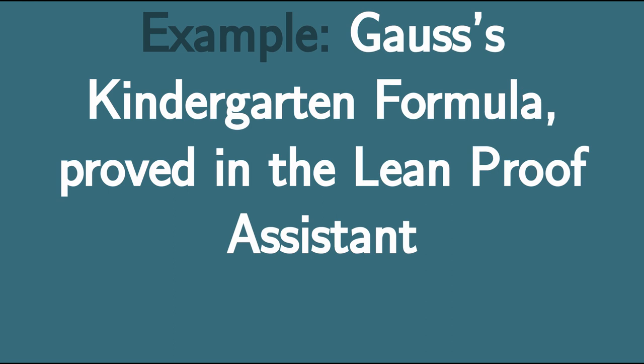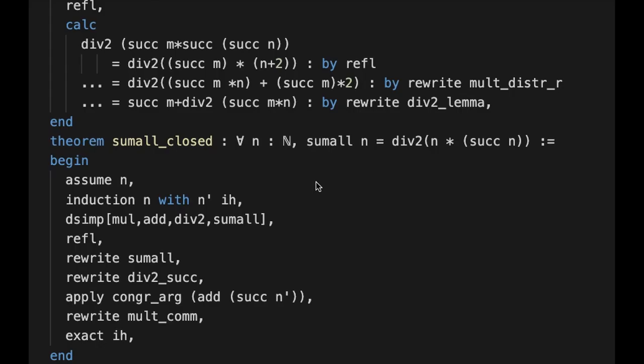To see that, let's take a look at an example. So, normally I'm going to be using a theorem proving language called Agda, but today I'm going to do an example in a different language called Lean. So the result I have proved here is commonly attributed to Gauss, and I've even heard it called the kindergarten formula because of some apocryphal story where he came up with this proof when he was in kindergarten.